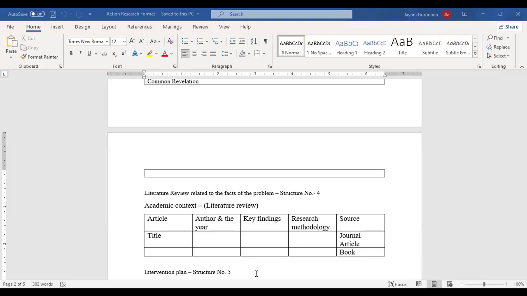Letter formation, grade 3, madam. The article is learning to write letters. The article examines students and letter formation. Author C.S. Brunick, 2014. Key finding, I don't know, sir. How to find key finding? Key finding means what they are finding. You can find it when you are reading your article, right?